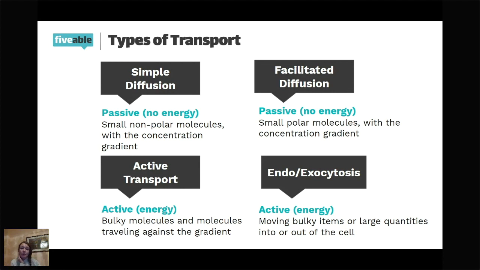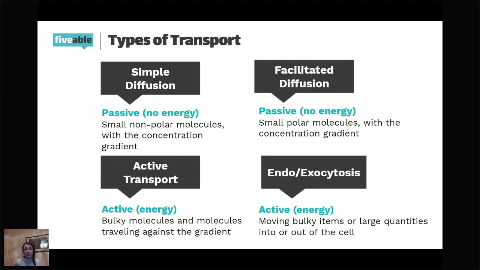So what's an example of a common molecule that would use active transport? So any molecule that's moving against its concentration gradient would be using active transport, but some common ones would be sodium and potassium in the sodium-potassium pump. So with an action potential, we're forcing sodium outside of the cell where there's already lots of sodium, and we're forcing potassium inside of the cell where there's already lots of potassium. So because we're forcing things against the gradient, we use the sodium-potassium pump, which uses ATP or energy, and that's probably the most common example of active transport.